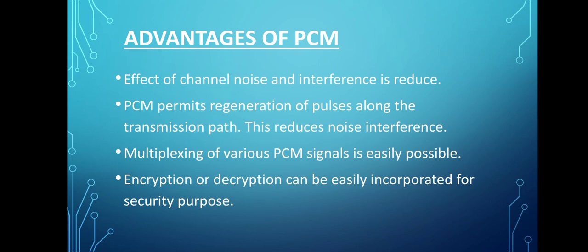At last, advantages of PCM. Effect of channel noise and interference is reduced. The PCM signal is in digital form, hence it is less susceptible to noise and interference. PCM permits regeneration of pulses along the transmission path. This reduces noise and interference. There are repeaters between the transmission path and the receiver. The repeaters permit regeneration of pulses, hence it reduces the noise and the interference.